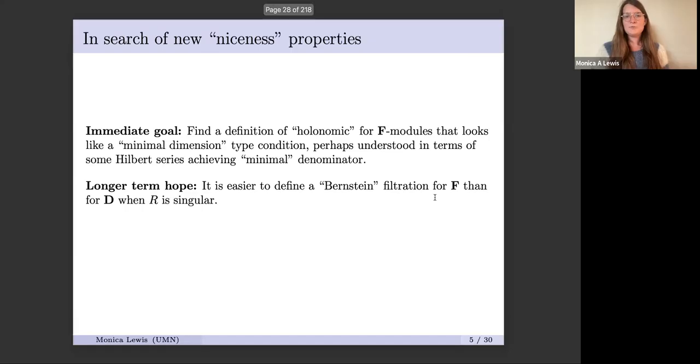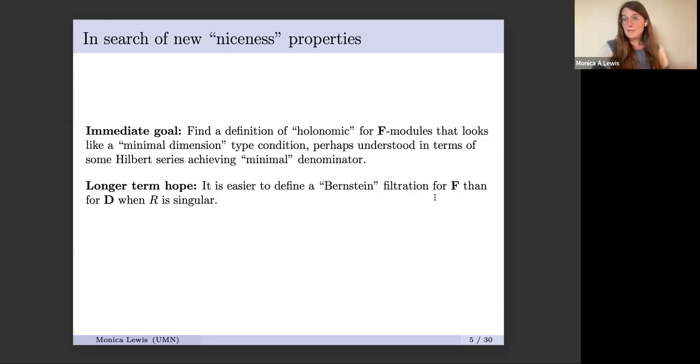In the long term, what we would want is something like the following. It turns out to be easier to define a Bernstein filtration for the ring of Frobenius operators than for the ring of differential operators when R is singular. And the reason for this is somewhat simple to explain.